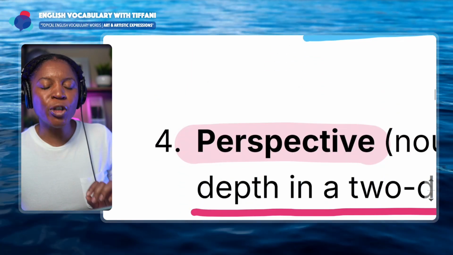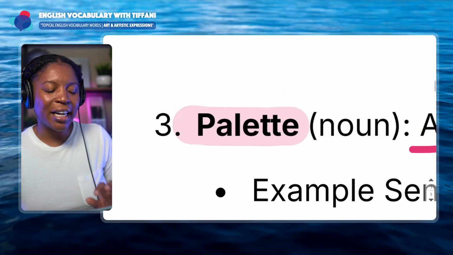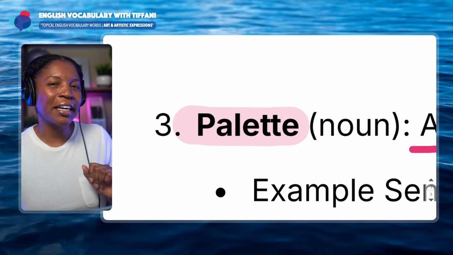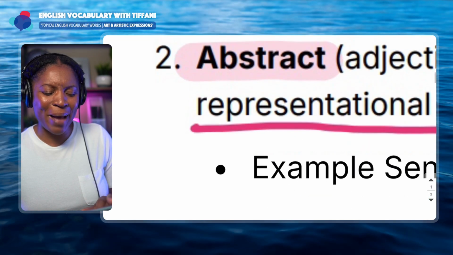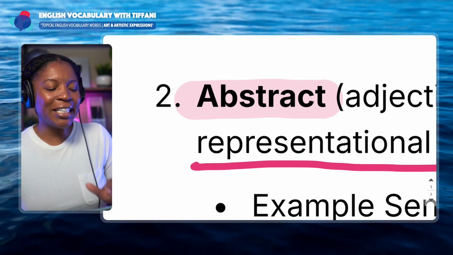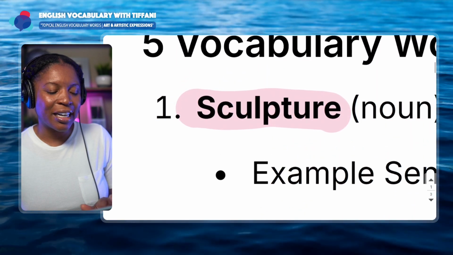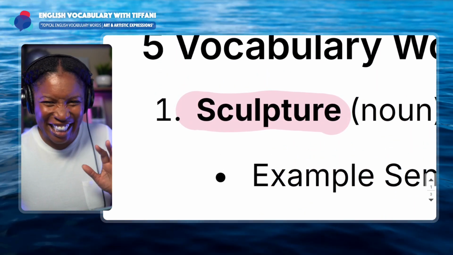Good job. Number 4? Yes, very good. Number 4, perspective. Number 3, palette. Number 2, good job. After me, abstract. And number 1 after me, sculpture. Excellent. Very good job. Now what we're going to do is move into the final section.